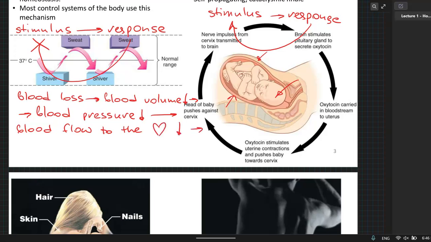Which means, what about delivery of nutrients and oxygen? It goes to your brain. Not yet. I'm talking about the heart. How does the heart receive the same amount of nutrients and oxygen if blood flow goes down?